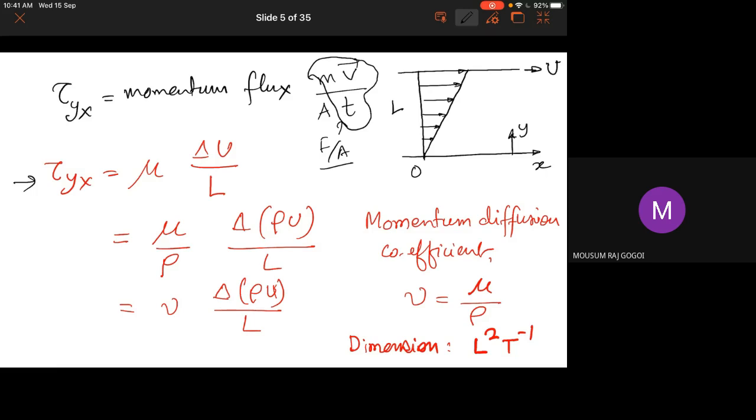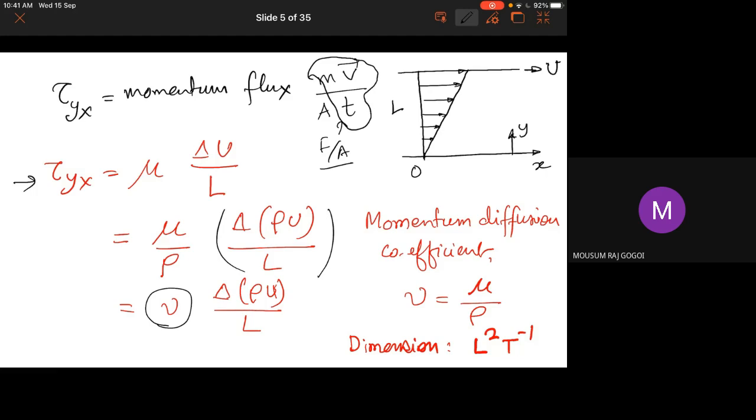So this is nothing but the change in density of the momentum per unit length, and then we can get this mu by rho as nu. So this nu is nothing but the momentum diffusion coefficient, or in fluid mechanics terms, it's the kinematic viscosity. So we can say nu equals mu by rho, where mu is the viscosity and rho is the density.